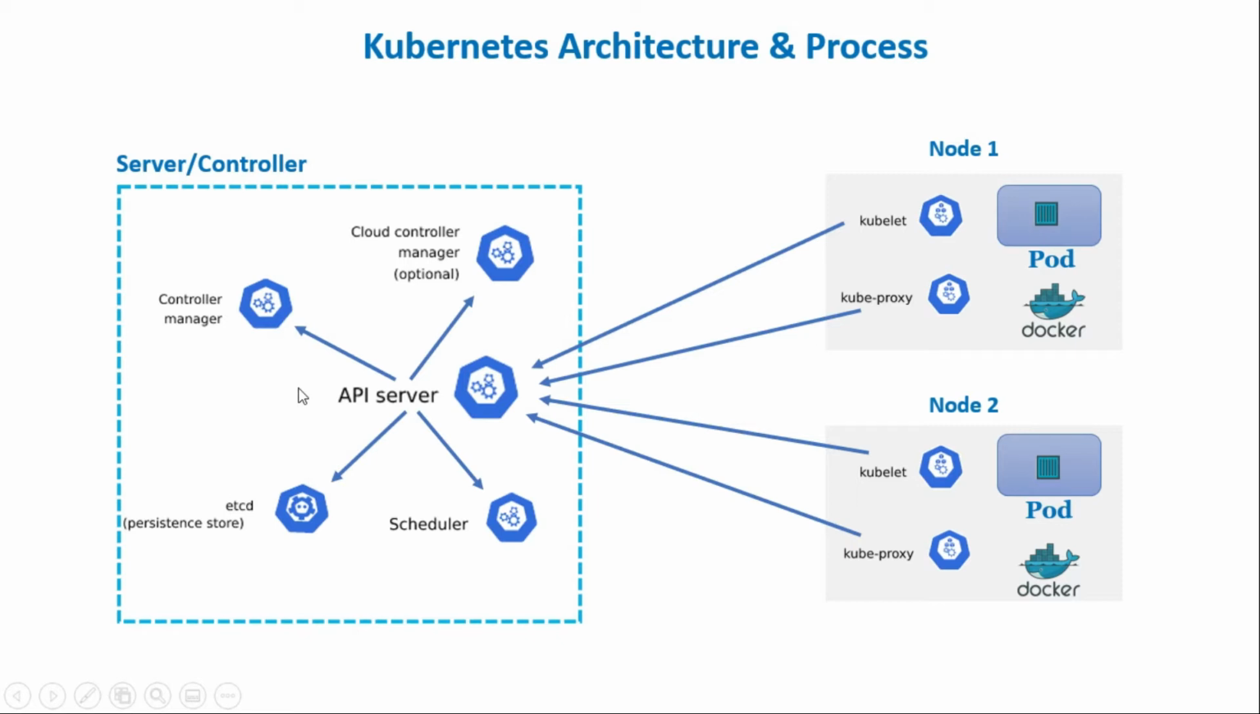Let's move on to what components of this Kubernetes architecture we are using. You can see two parts here. One is the server part, where we are using the API server, which is used for connectivity between the server part and the node part. And the second is the cloud controller manager.